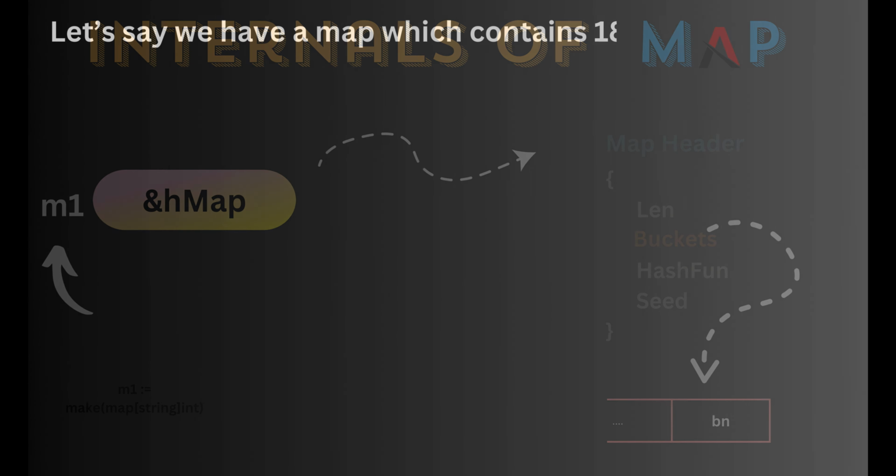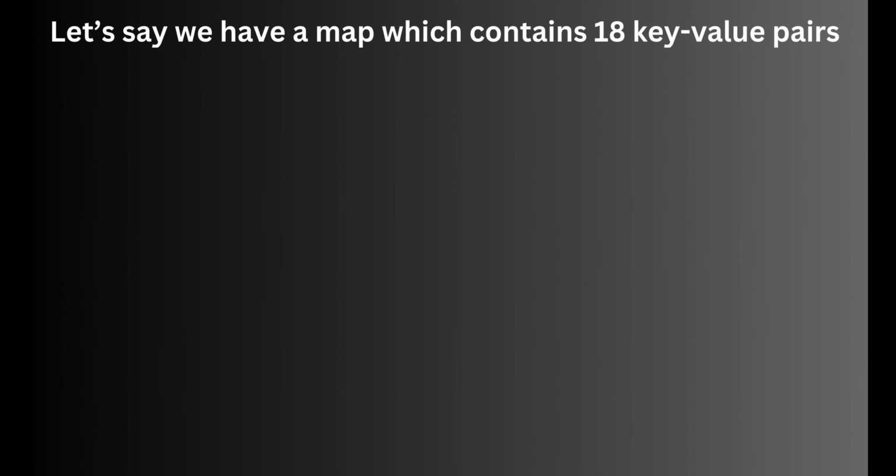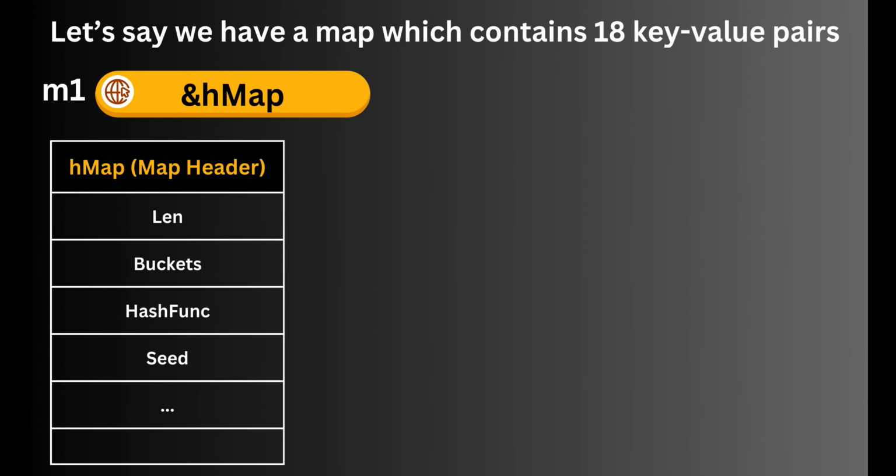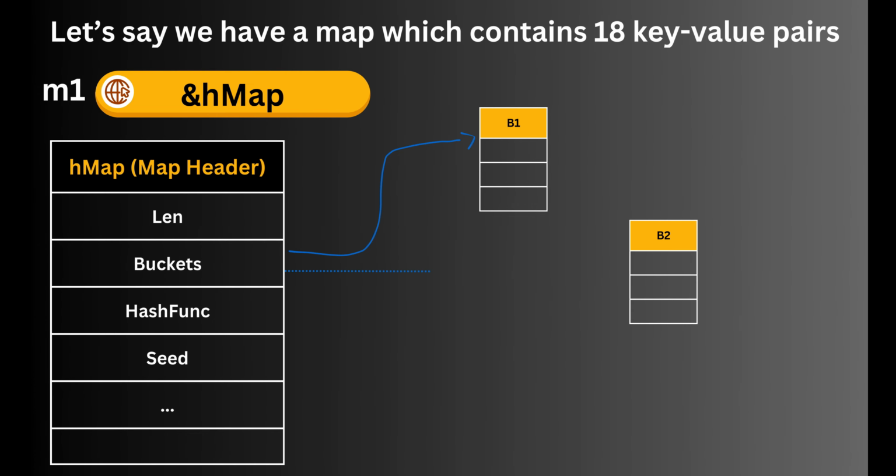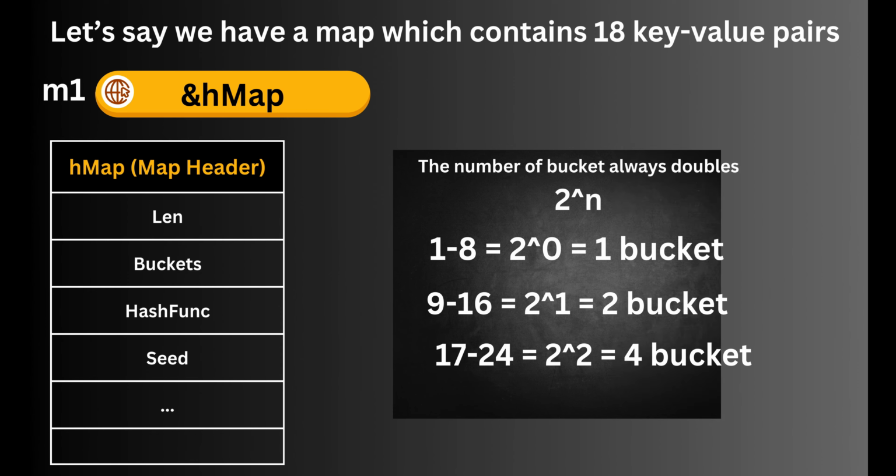Let's consider a map which contains 18 elements. As we already know, the map object contains the address of the hmap struct in its memory. Let's look into hmap, which contains length as 18, nothing but the number of key value pairs in that map. And we have buckets which is an array. So here we have buckets b1, b2, b3 whose addresses are stored in the buckets array.